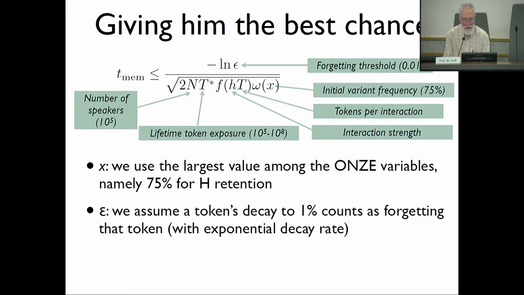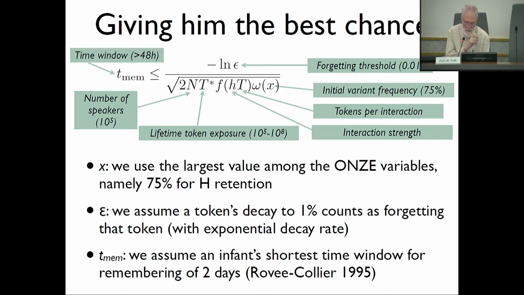The forgetting thing, I got some advice from the psychological literature. First, we assume that tokens decaying to 1% counts as forgetting, so we don't make it go all the way to 0. There's an exponential decay rate, so it would take forever, literally, to go to 0. And then the T-mem, how much memory time. We assume the infant's shortest time window for remembering was 2 days, based on some psychological work about memory, because, like I said, the faster you forget stuff, the shorter the time window, and the quicker we get to the new dialect, the fixation of the new variants.